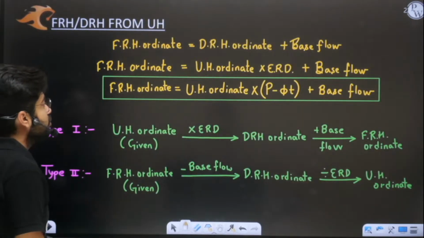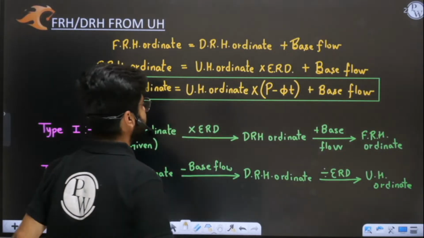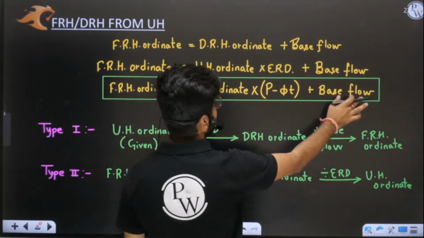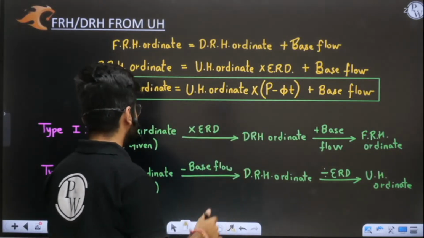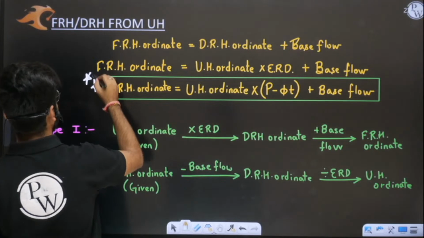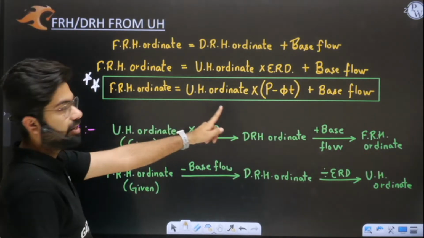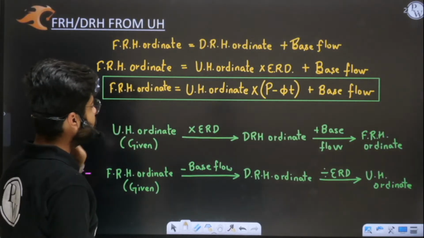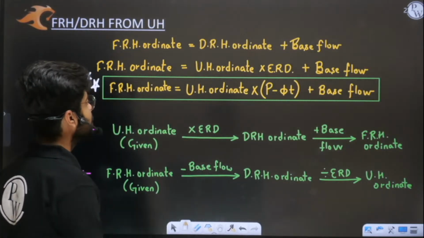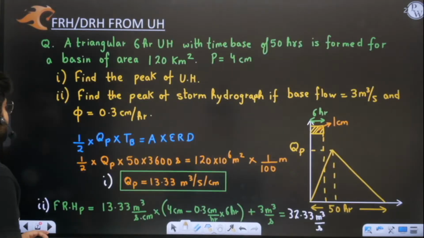Then at last I told you the most important formula: FRH ordinate is unit hydrograph ordinate into effective rainfall depth plus base flow. This is the most important formula of your chapter, because many questions will be framed from this in your GATE examination. I have also solved many questions yesterday. In this, 6 parameters are given; 5 will be given in the question, and the last one will be asked from you.